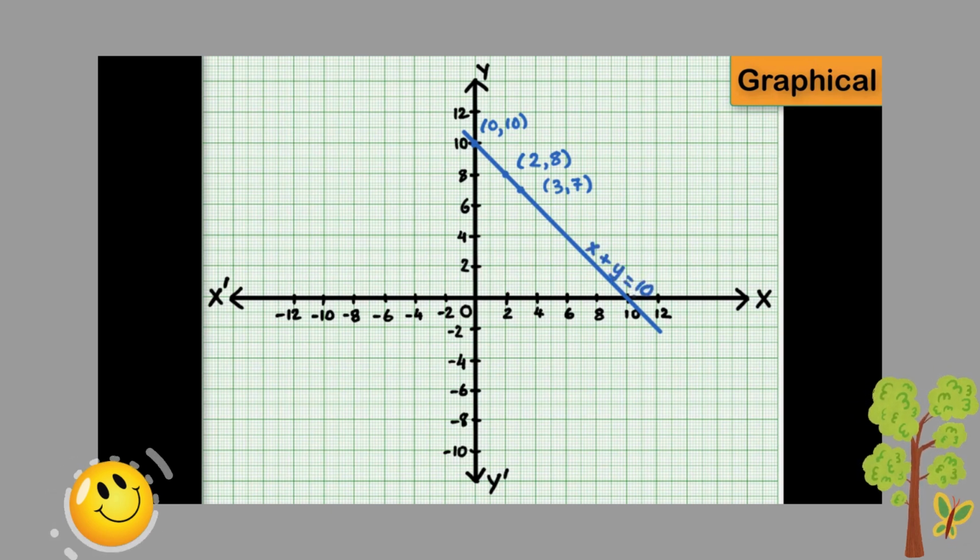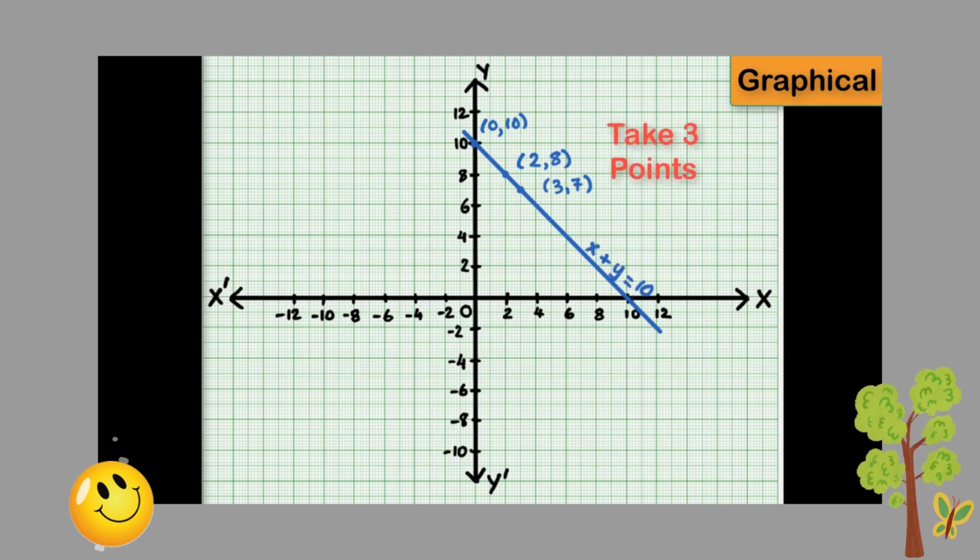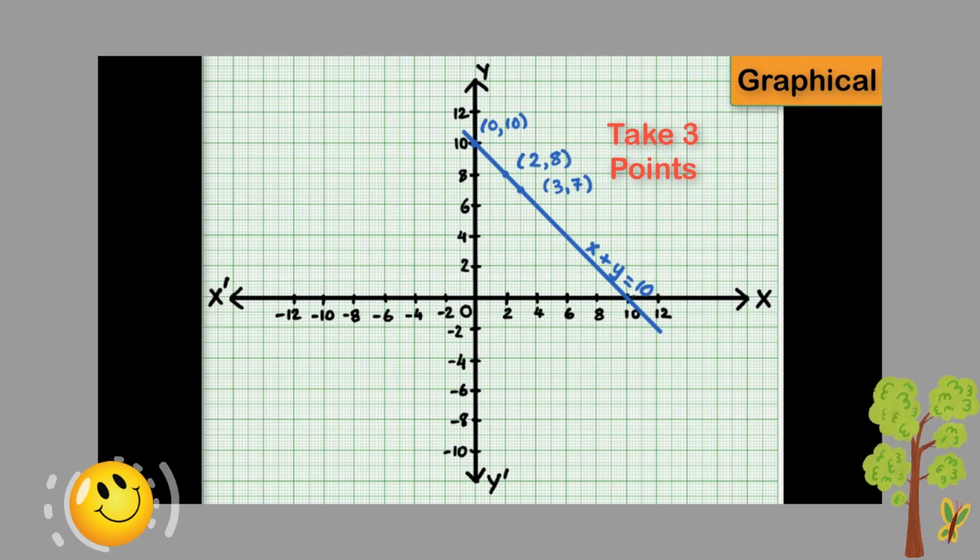An important tip is you should always take 3 points, not 2 points. Because with 2 points, you'll always get a straight line. But the third point is acting like a check. Because if the line does not pass through all the 3 points, then either your calculation is wrong or your plotting is wrong. So remember to always take 3 points.